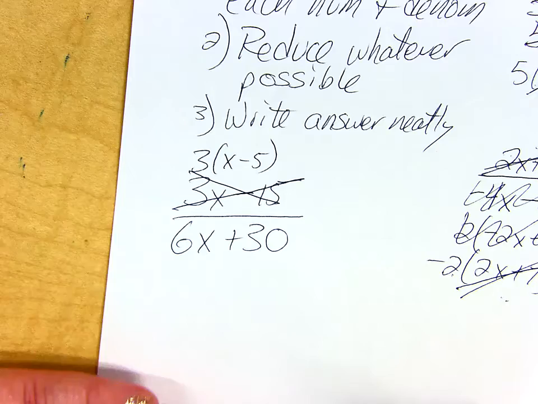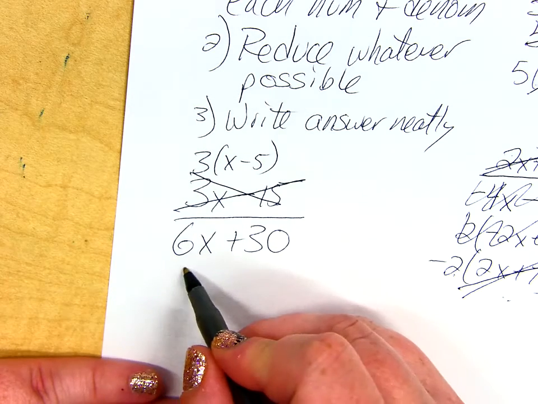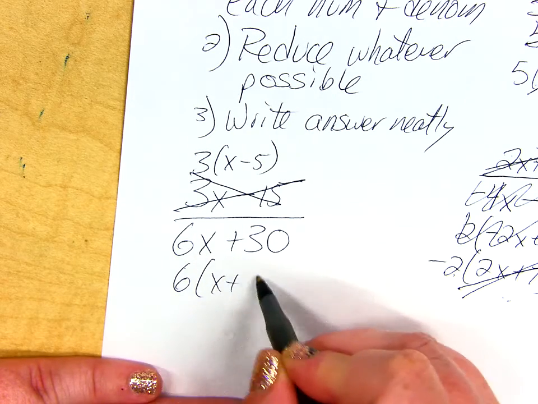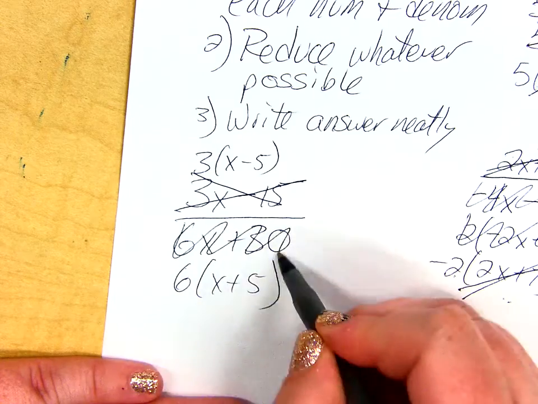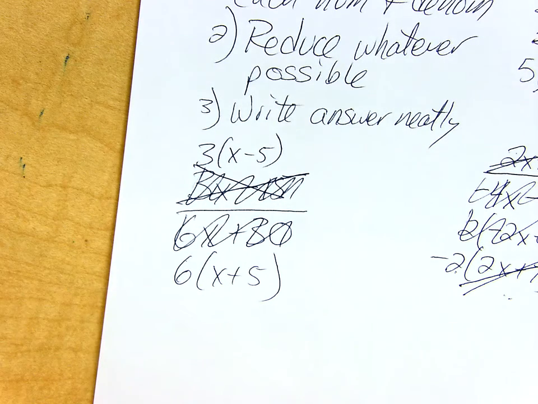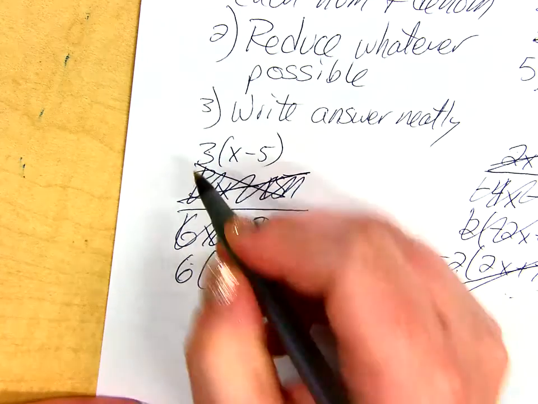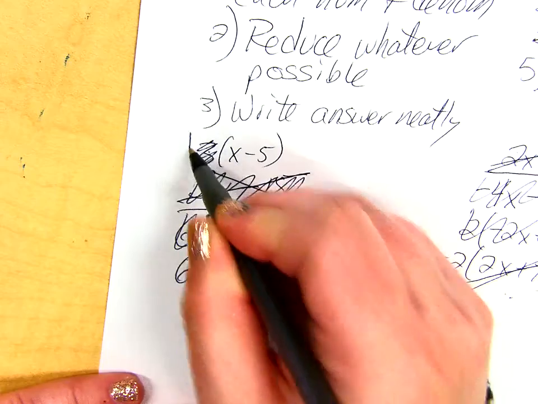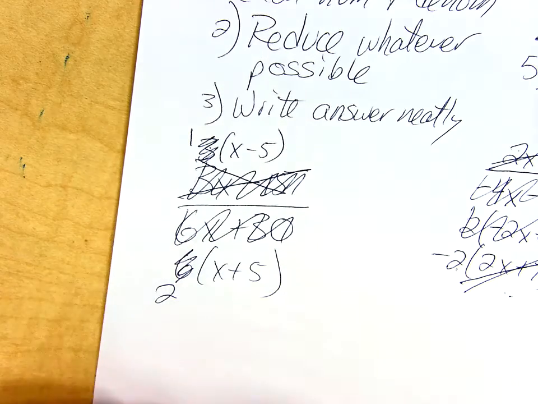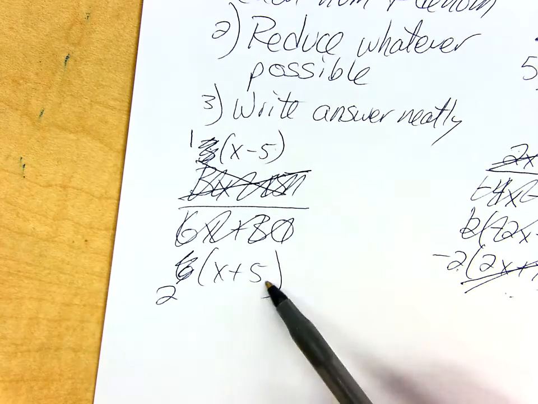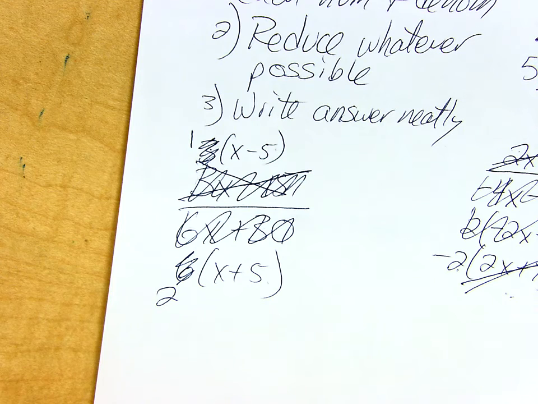Bottom. What can I take out? 6. Now what can I do? I can reduce 3 over 6, right? 3 goes into 3 once, 3 goes into 6 twice. Can I cancel x minus 5 and x plus 5? No, they are not the same.